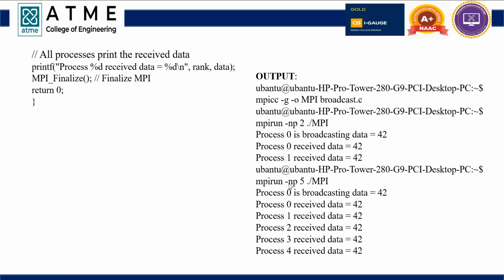Now if I initialize 5 processes, when process 0 is receiving 42, even processes 1, 2, 3 and 4 have received the same data of 42. That means process 0 is broadcasting the data 42 to all the remaining processes. So, like this, we can broadcast the data.